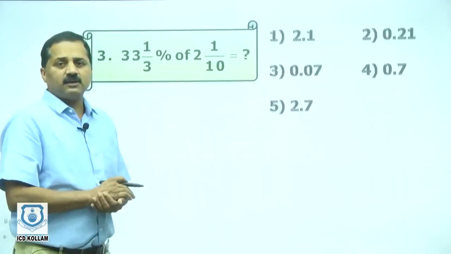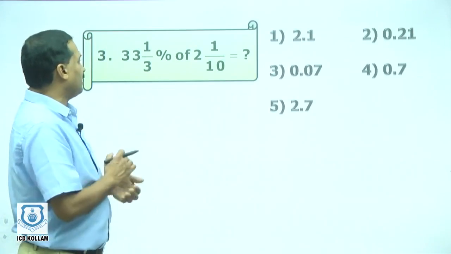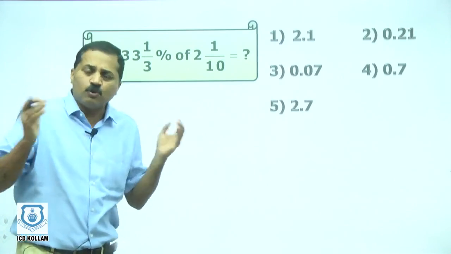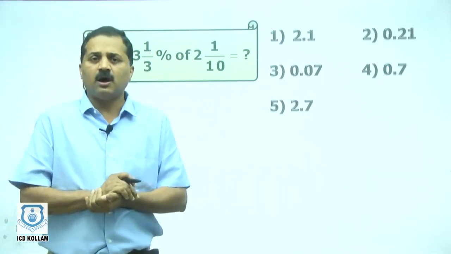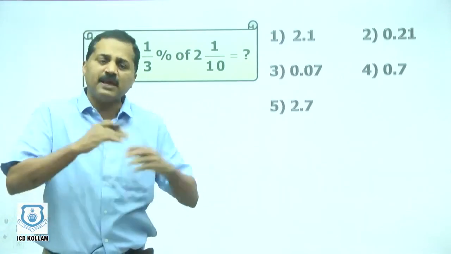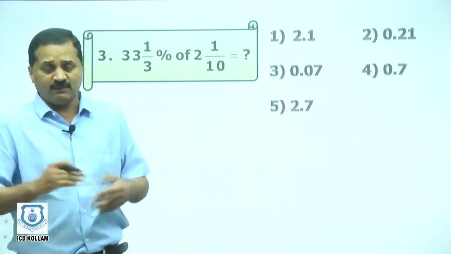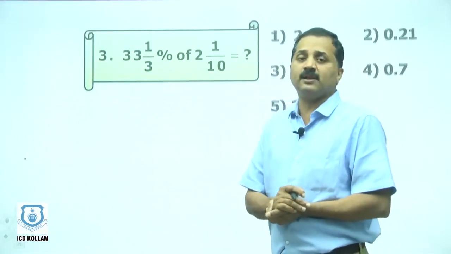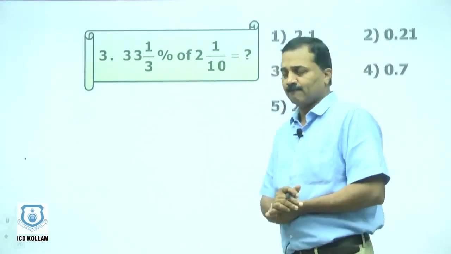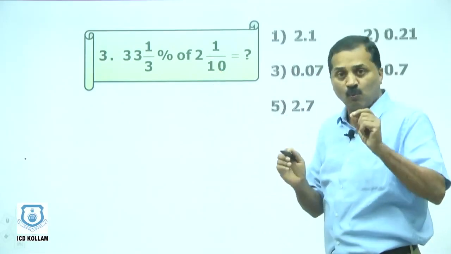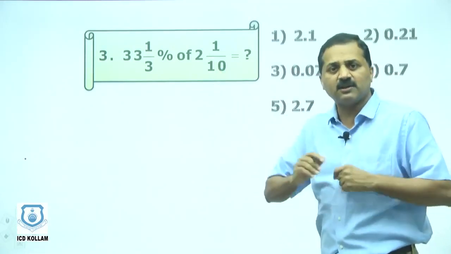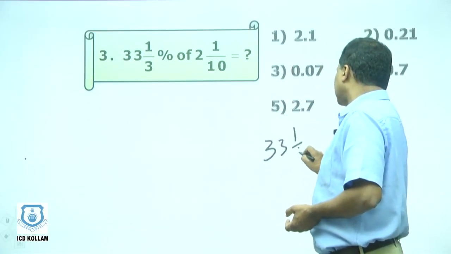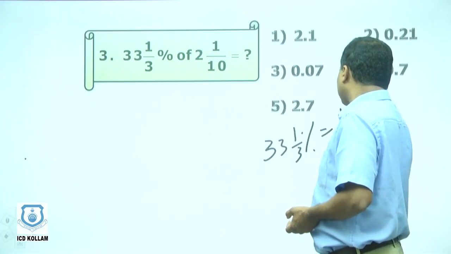I am presenting another question here. 33 and 1 by 3% of 2 and 1 by 10 is what? Listen, a few percentage fractions are very popular and are frequently asked for all these exams. If something is frequently asked, better learn them by heart so that you can easily do the questions. 33 and 1 by 3% is one among such fractions that are frequently asked, and its value is 1 by 3. 33 and 1 by 3 percentage is 1 by 3.